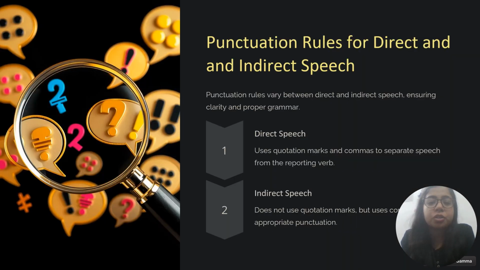Next is punctuation rules for direct and indirect speech. Now it is very easy. In previous PPTs I told you that in direct speech there will be double quotation marks and a comma. But in indirect speech it will be a general sentence. It will not have any punctuation sign other than the full stop at the end. It won't have any other punctuation sign.